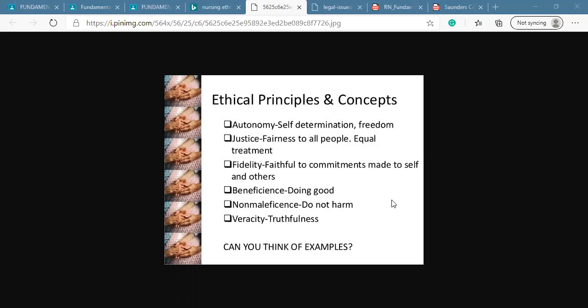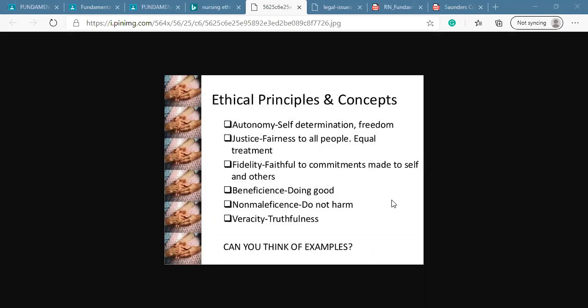So as an RN or as a healthcare provider, we have to explain the patient's diagnosis of the disease, what the treatment options are, right? What are the alternative treatment options? But the patient is supposed to have the right to choose. So autonomy, basically, is that the patient has the right to make his or her own decision, even if it is not in his or her best interest, right?